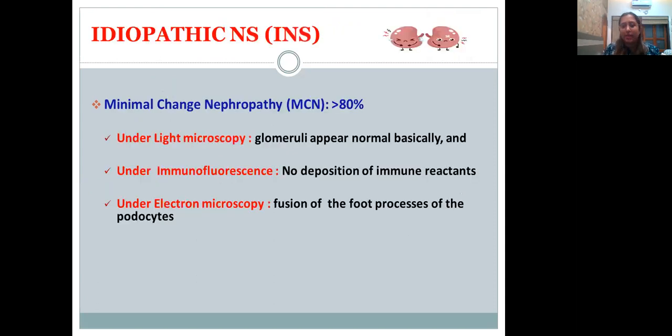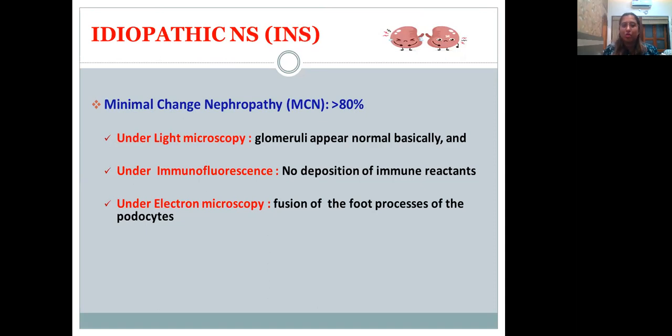So now coming to primary or idiopathic nephrotic syndrome. Idiopathic nephrotic syndrome renally or histologically can be divided into two types, that is MCNS or minimal change nephrotic syndrome, or it could also be non-MCN. And non-MCN is further classified into certain types, which we will see. So firstly, minimal change nephropathy or minimal change nephrotic syndrome, MCNS.